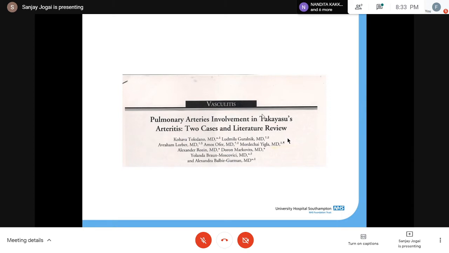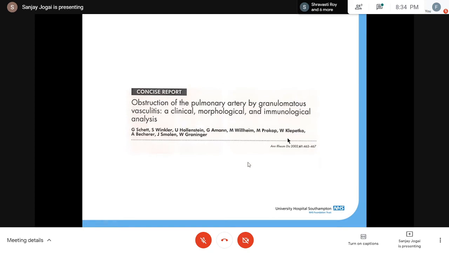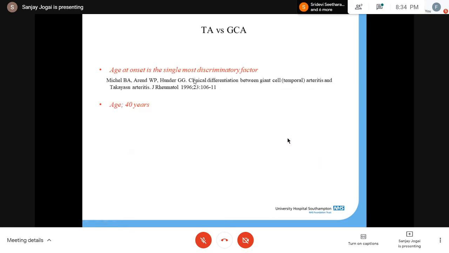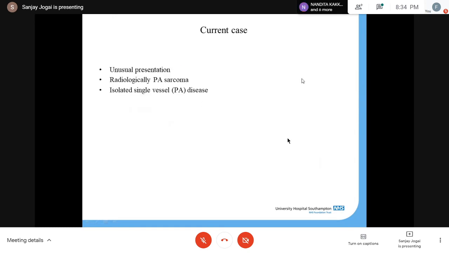So again, coming back to the point which I made in that epithelioid hemangiopericytoma case, I hadn't seen this, and it was clearly something very unusual. So I sent it to another specialist in Cambridge who practices more vascular pathology than we would see, and he wrote a few sentences saying there was nothing against the diagnosis of Takayasu, and this was an isolated pulmonary artery involvement of Takayasu. This is another paper. So age at onset is a single most discriminating factor, and with this case, the odd thing was that it was isolated pulmonary artery involvement. It presented as a sarcoma.